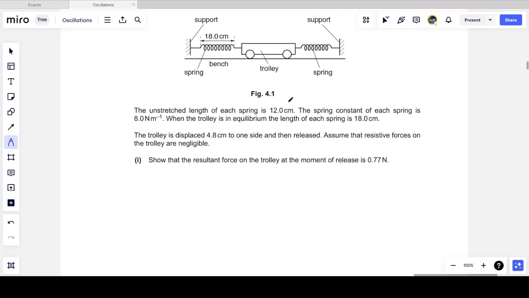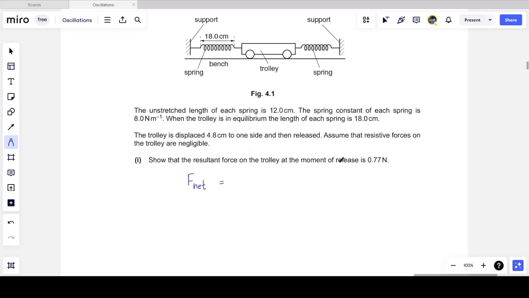So how do we find the resultant force? There are only two forces acting on this trolley. We'll neglect gravity and the normal force since we're only considering the horizontal forces. The net force is the sum of the forces acting on the trolley. The spring on the left is pulling the trolley towards the left, and the spring on the right is pulling the trolley towards the right. So they act in two opposite directions.